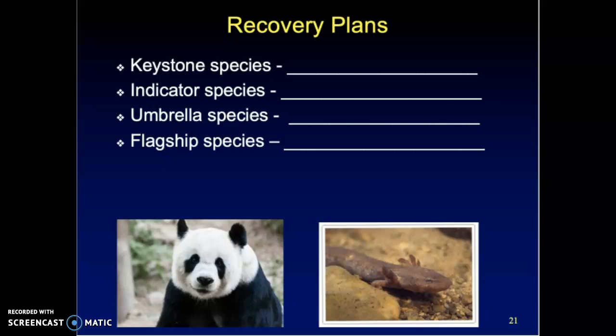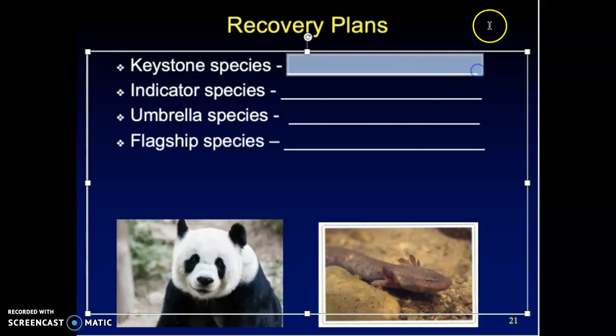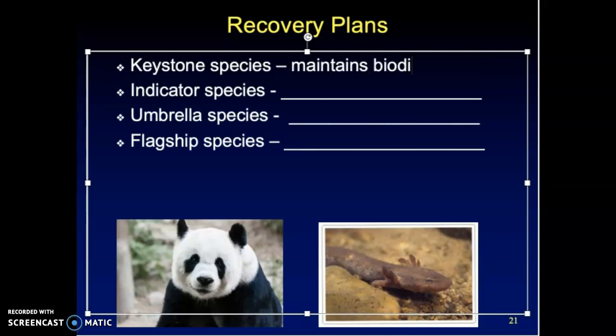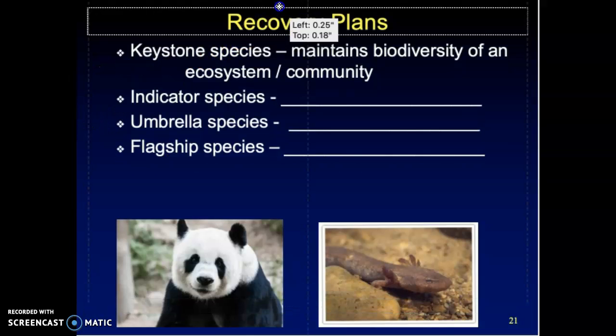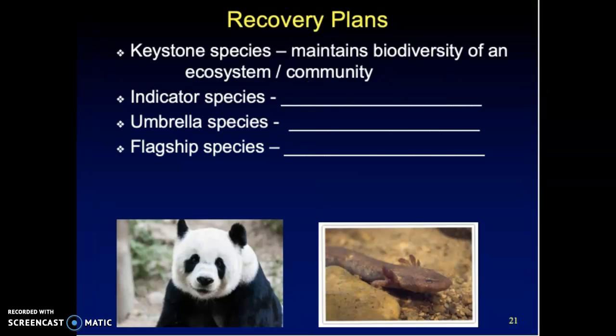All right. So some terms we want to get familiar with that become part of recovery plans when we're assessing which species to highlight in a recovery plan. First term is keystone species. So a keystone species helps maintain the biodiversity of an ecosystem or of a community. So critically important species here because they do so much to maintain and keep stability in a community.